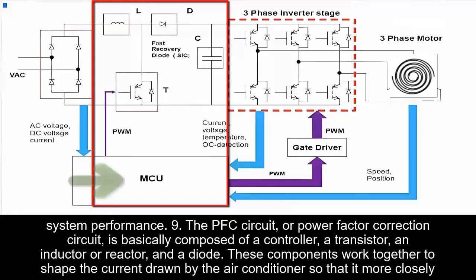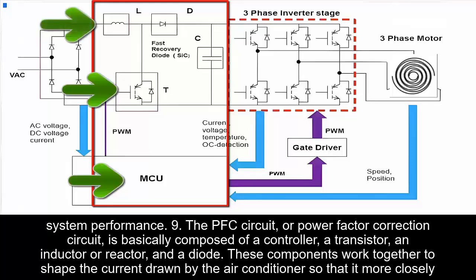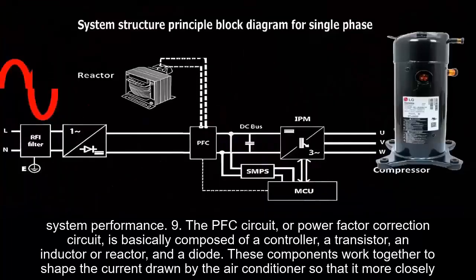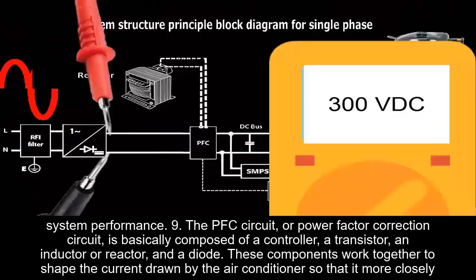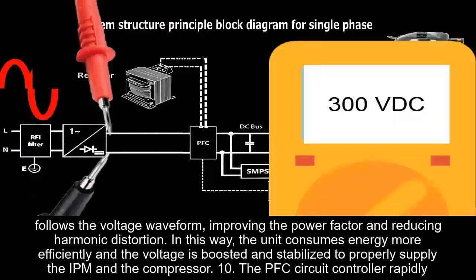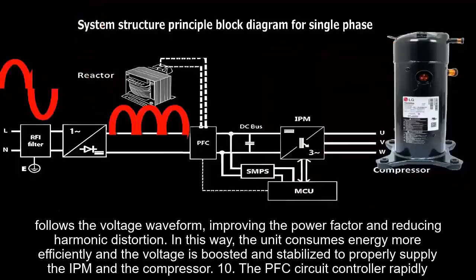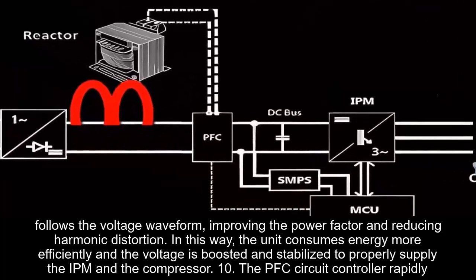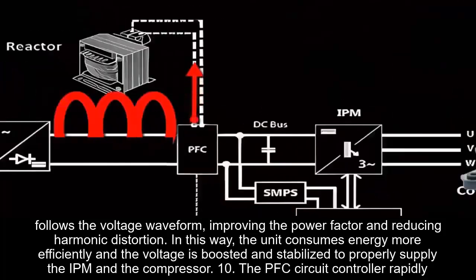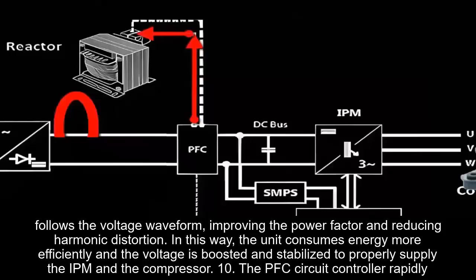8. The PFC circuit, or power factor correction circuit, is basically composed of a controller, a transistor, an inductor or reactor, and a diode. These components work together to shape the current drawn by the air conditioner so that it more closely follows the voltage waveform, improving the power factor and reducing harmonic distortion. In this way, the unit consumes energy more efficiently, and the voltage is boosted and stabilized to properly supply the IPM and the compressor.